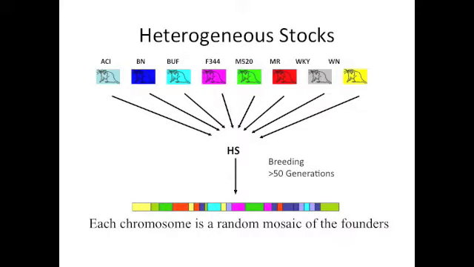Heterogeneous stock rats are unique because they're made up of 8 different inbred strains, and these are shown in this figure here. These inbred strains are then bred together for over 50 generations, such that the resulting animals are a random mosaic of these founders. So the power of this strategy is that with each generation of breeding, the distance between recombinants becomes smaller and smaller, thus enabling fine mapping down to just a few megabases.